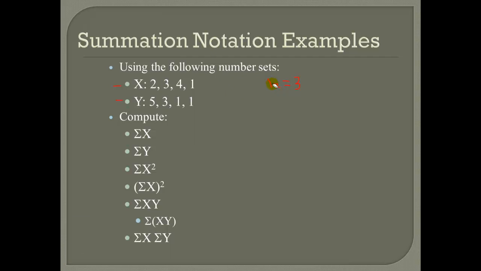Erase that. And basically add them up. So pretty straightforward there. This would be 2 plus 3 plus 4 plus 1, which is pretty straightforward, gives us 10.